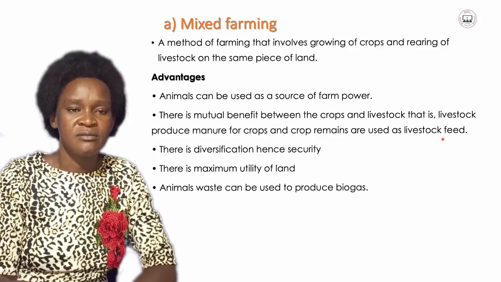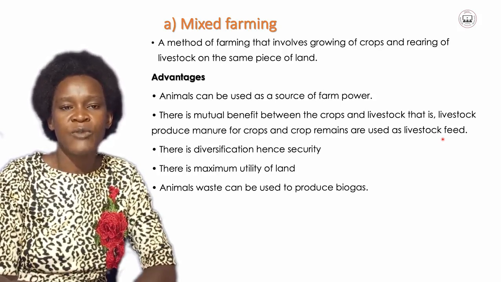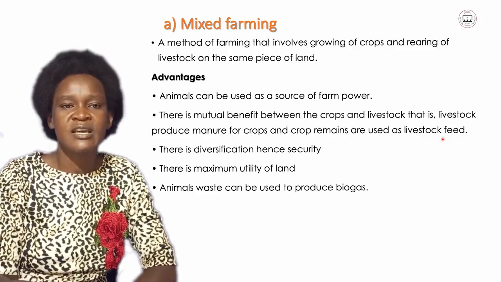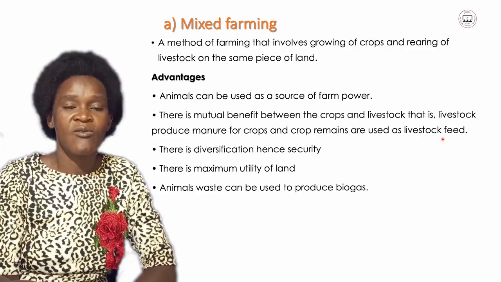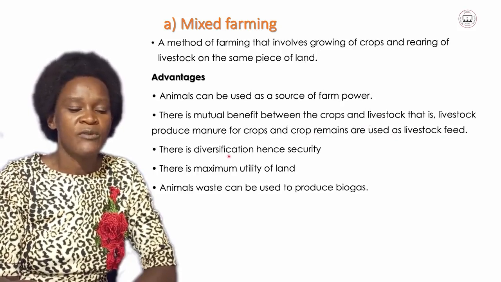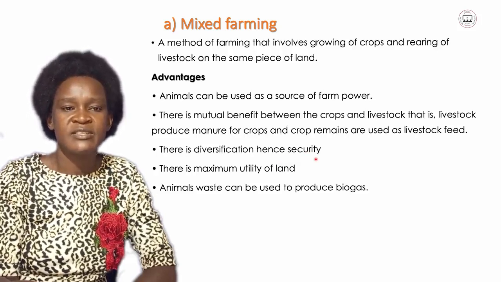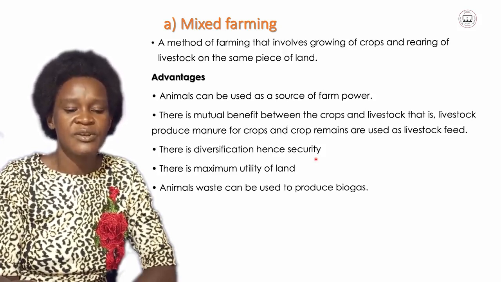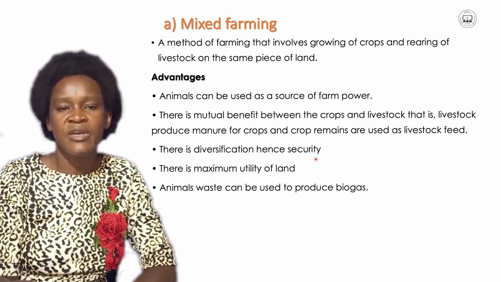It's like the crop production will be relying on livestock production in the form of manure. That manure from livestock will be used as organic fertilizer for the crops, as well as the remains of the crops can be used as feed for livestock. So there is that mutual benefit. Apart from that, there is diversification, hence food security. Since you'll be engaged in several enterprises in crop production as well as in animal production, that kind of diversification means that even if one of the enterprises fails, you can rely on the other enterprise.